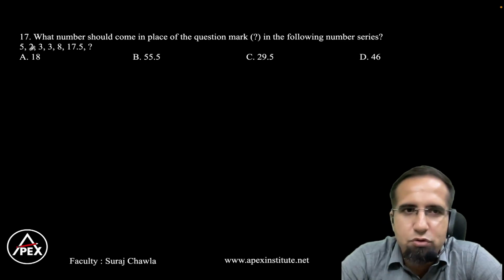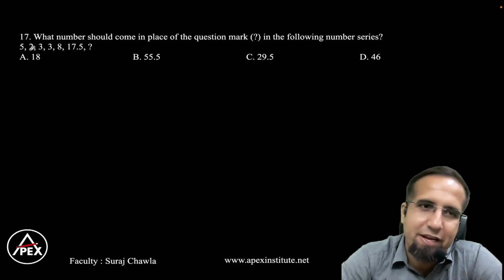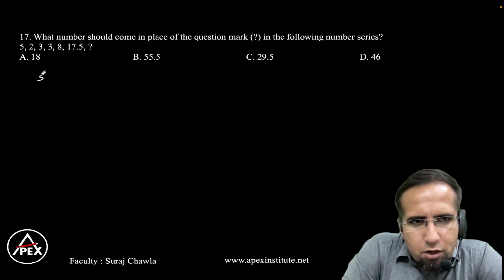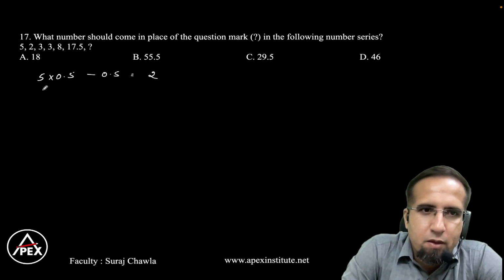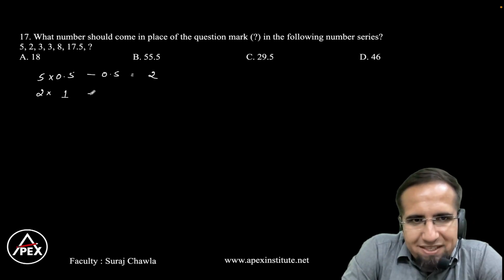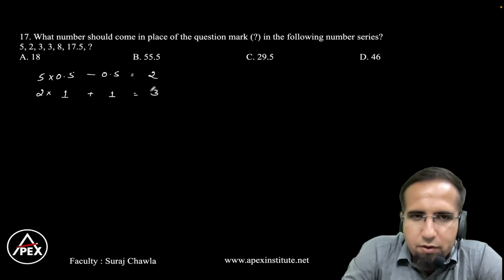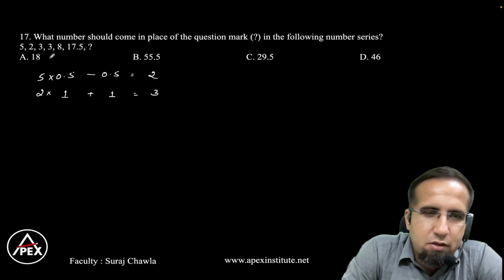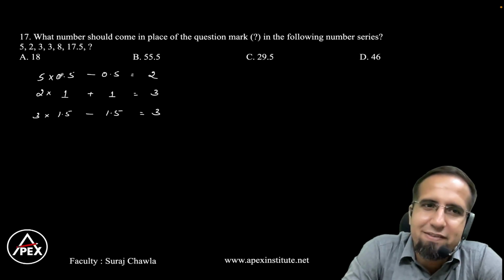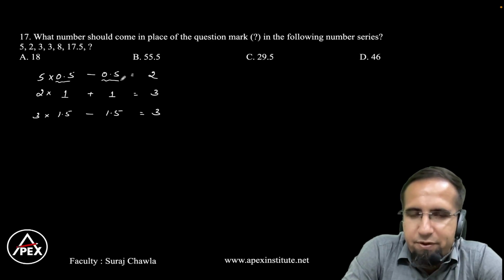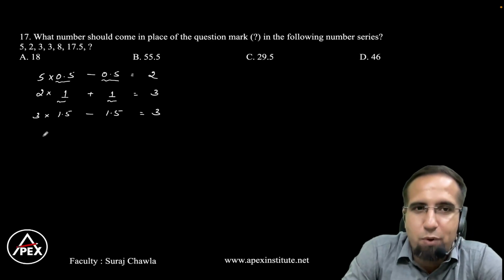So 5, 2, 3, 3, 8, 17.5 and dash. So now let's try to understand. Now 5 into 0.5 is 2.5 minus 0.5 will give me 2. 2 into 1 plus 1 will give me 3. So if I connect 3 and 3 again, I can connect this as 3 into 1.5 minus 1.5 will again give me 3. So if you're able to understand, I'm multiplying with 0.5, subtracting 0.5, multiplying with 1, adding 1. So every multiplier is increasing by 0.5 each time.